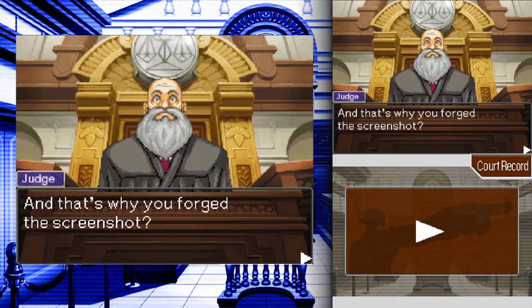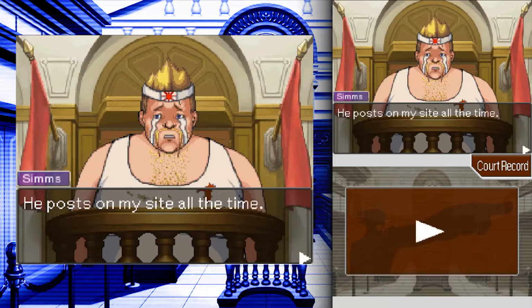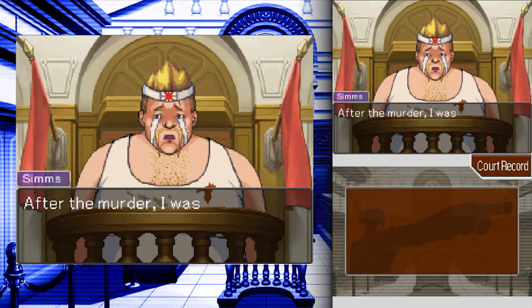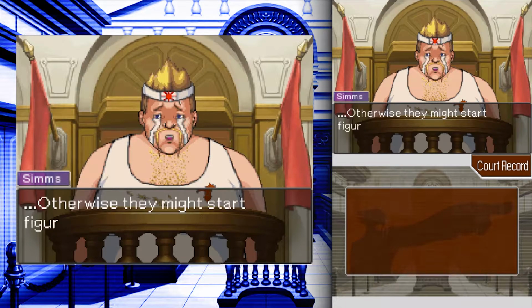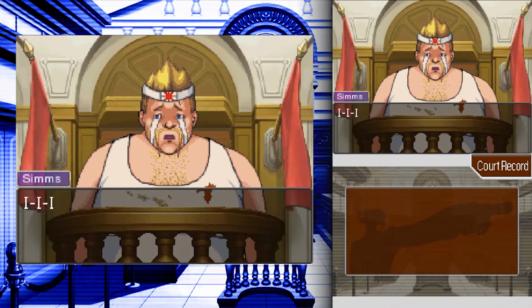That's why you forged a screenshot? That other man, they wanted me to cover for him. He goes to my site all the time. I know about it, but they wouldn't let me do anything. After the murder, I was told to keep people on the boards from talking about it. Otherwise, they might start figuring things out. This man, who is he?